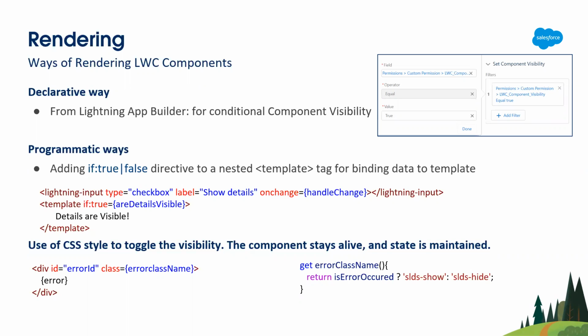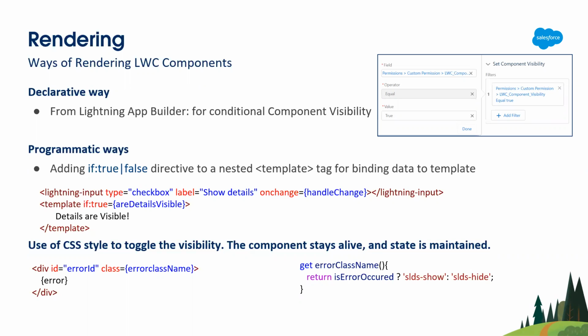Let's say if a Boolean variable is true, then details will be visible. Otherwise, details will not be visible. Okay, that's one way you can do it. There's the other way. Let's say CSS toggle through the CSS style. We can toggle the visibility.